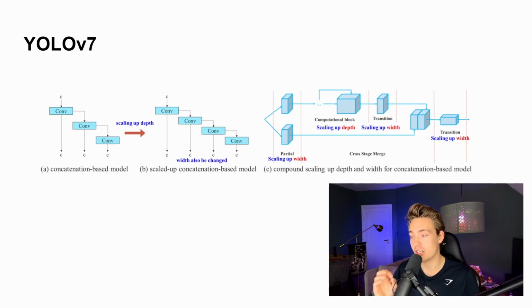So they have this compound scaling up depth and width for concatenation based model. Typically in object detection models, we consider the depth of the network, the width of the network, and also the resolution that the network is trained on. So we have the width, so the number of channels or layers that we have in our network. We also have the width, so how many feature maps and all these different things do we actually have. So we'll have the width of the neural network, and we also have the depth, so how many layers are we actually concatenating together.